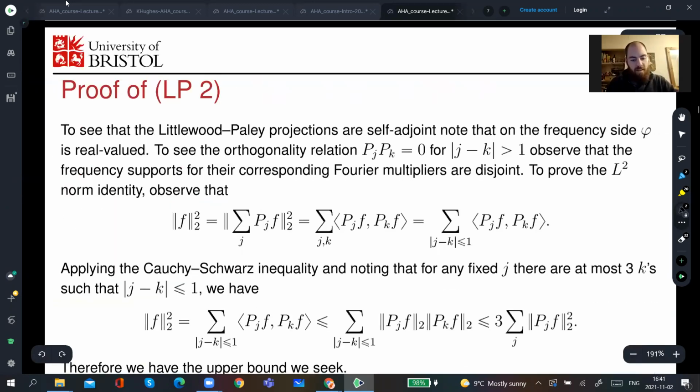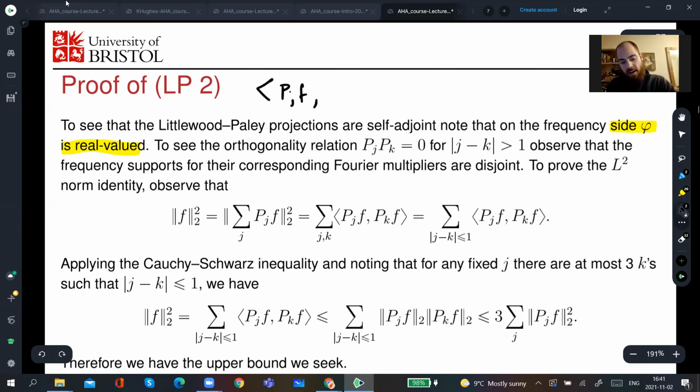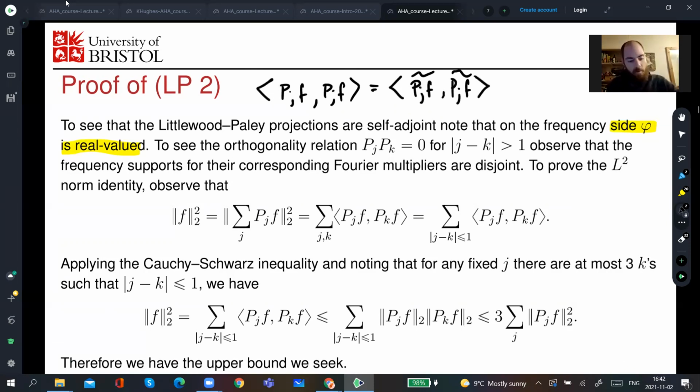All right, let's get to the more interesting L2 property. That the Littlewood Paley projections are self-adjoint is easy to see if you look on the frequency side. That just boils down to the fact that I assume phi is real valued. So you can flip the function over in the inner product, right? You have P_j f, P_j f, and then the inner product on L2 of R^d, and Plancherel or Parseval, whichever one it is, means that the Fourier transforms are equal. And then you write these out in terms of their multipliers, and you can just move one over.